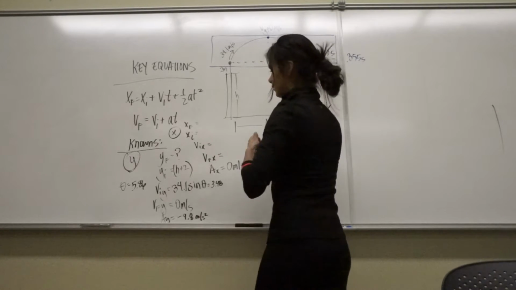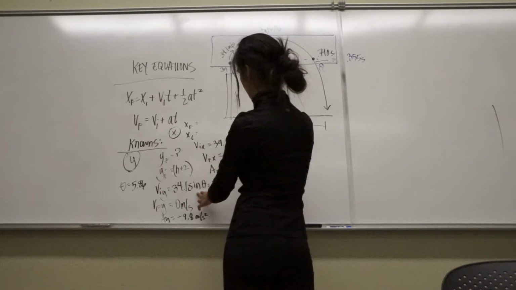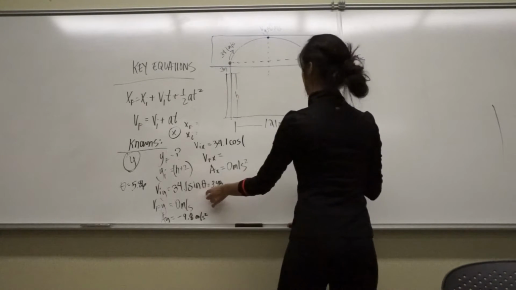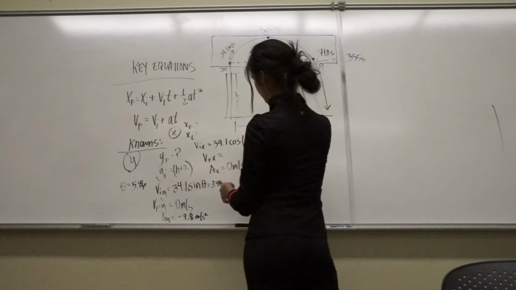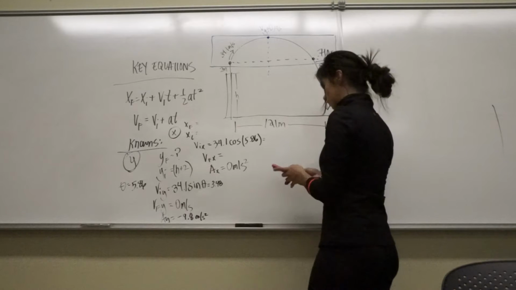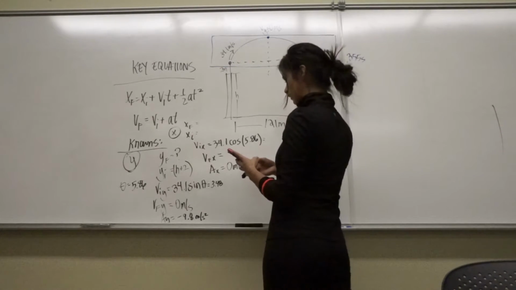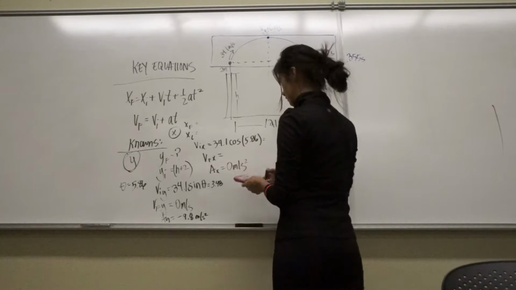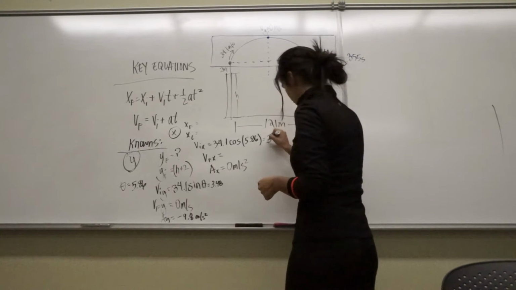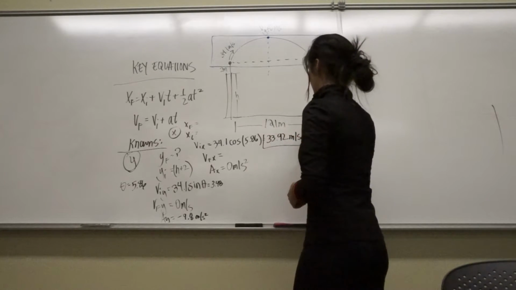Okay, so VI of x, very similar to this one, but instead we're using cosine. And we know our theta now. Our theta is 5.86. So let's go ahead and put that into our calculators. 34.1 cosine of 5.86. You have 33.92 meters per second. Awesome.